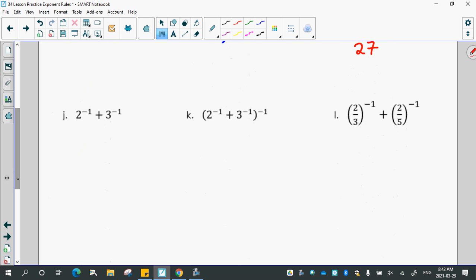All right, J is a bit different because notice we don't have the same bases, but even if we did, there's no rule for adding powers with the same base. So we have to figure out each piece separately. Pretend this is the first piece and this is the second piece and we're adding them. 2 to the negative 1, I can use my negative exponent rule and write it as 1 over 2 to the positive 1, which is 1 over 2, plus 3 to the negative 1 can be written as 1 over 3.